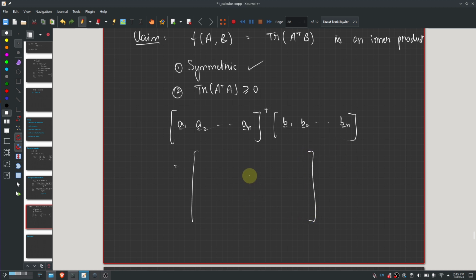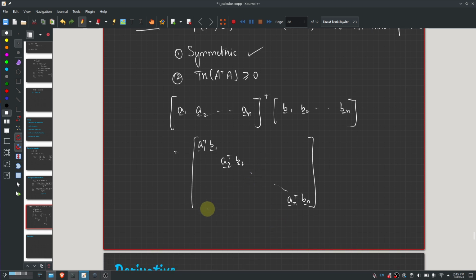So this would give me some matrix. I don't care what the off diagonal entries are. All I care about is the diagonal entries because I just want the trace. So what would be the first diagonal entry of this matrix? It is simply A1 transpose B1. What would be the 2, 2 element? It is A2 transpose B2. Similarly, for the nth element, this is just An transpose Bn, right? So what is the trace equal to?